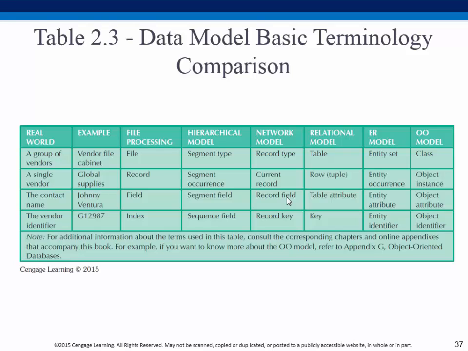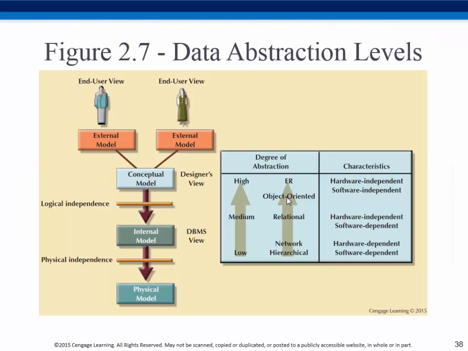Data model basic terminology comparisons between the different models and groups there. I'll let you guys look over that. If you have any questions on that, you can let me know. There's also a table in your book on page 55 that you might want to take a look at that's advantages and disadvantages of the various data models and compares your data models, which was introduced in different places in the slides, but it's brought together in a single table there.